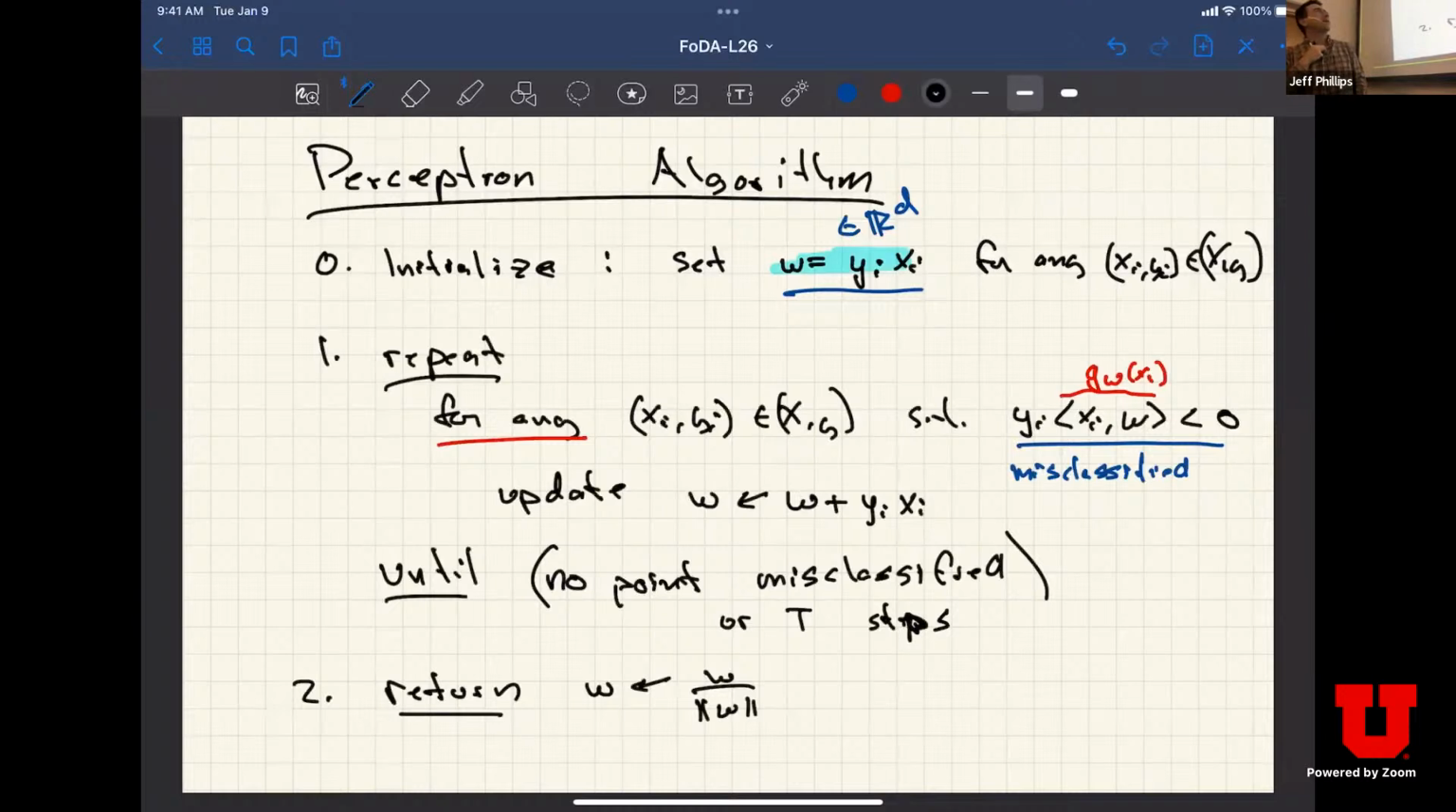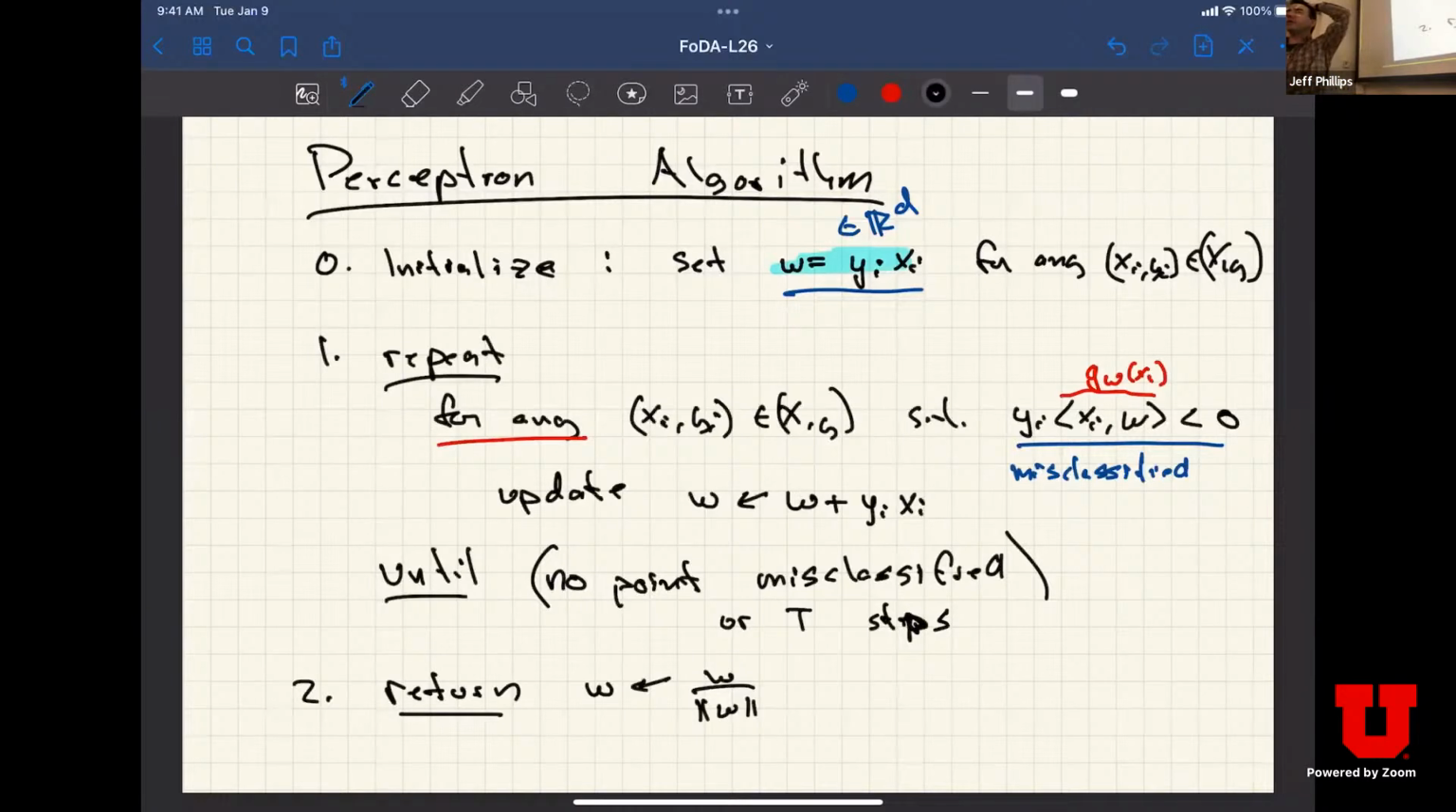In principle, you might need to make t steps, and each step you might need to look through all the points. Maybe only one point is misclassified, so you have to look through almost all of them. But in practice, you usually go through the list of all points once or twice, or maybe you don't even make it through all the points before you've done enough steps and you can stop. But you probably need to make it through at least once to check that nothing is misclassified. But it's really any point.